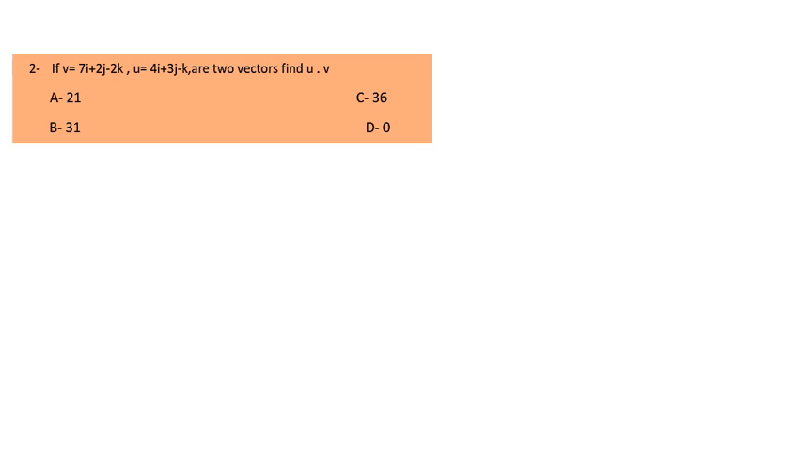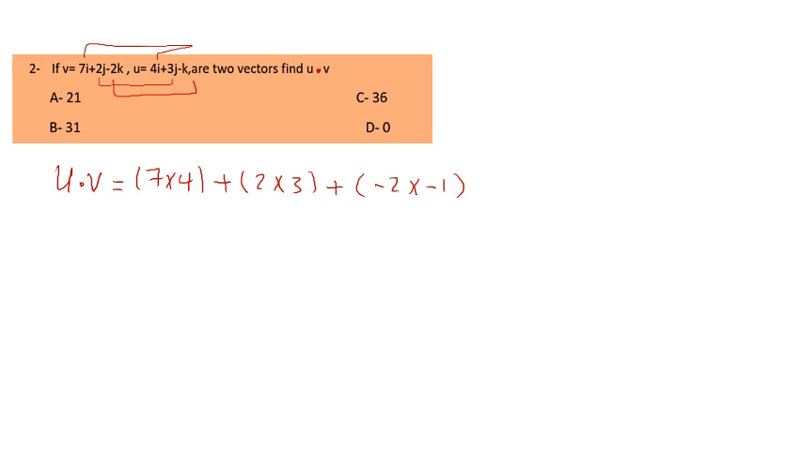V is equal to 7i plus 2j minus 2k, and u is equal to 4i plus 3j minus k, and I want to find the dot product between u and v. To find the dot product, we multiply 7 by 4, and we add the answer to 2 times 3, the j component, and we multiply negative 2 by negative 1. So it's 28 plus 6 plus 2, which is equal to 28 plus 8, which is equal to 36. So the final answer is C, 36.